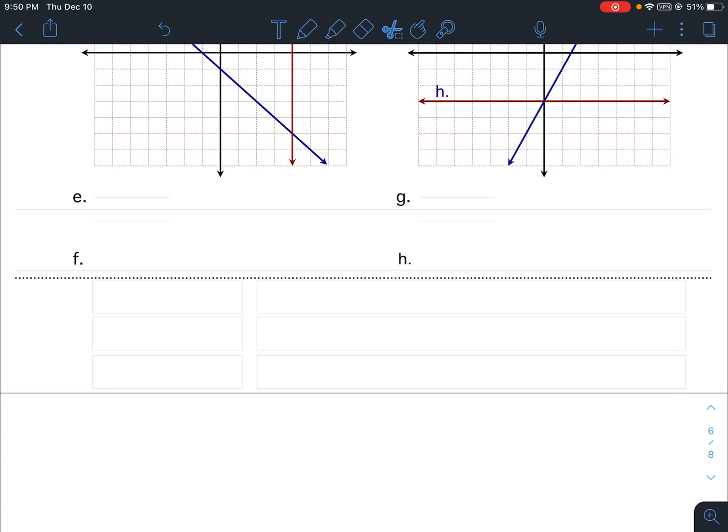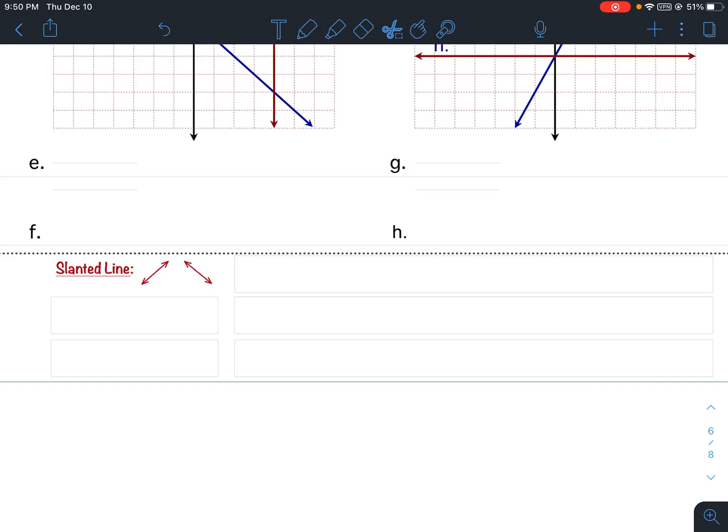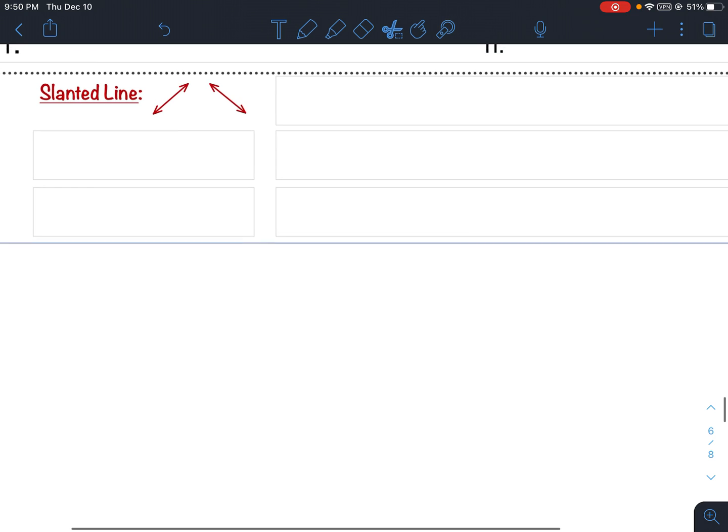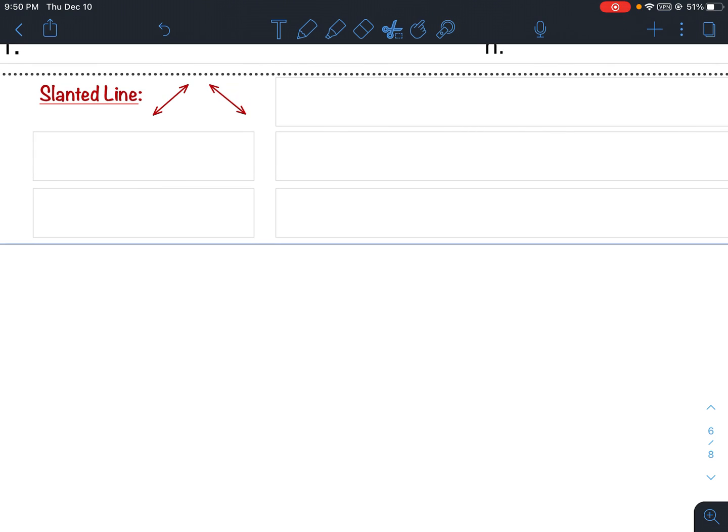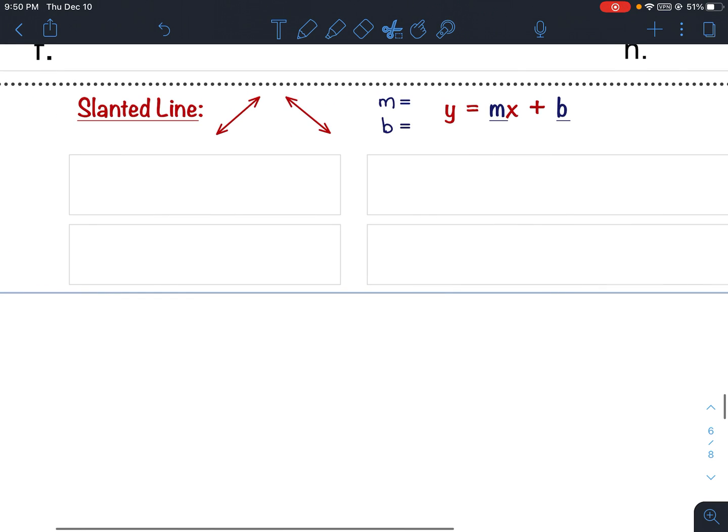The first type are slanted lines. Slanted lines are what we worked with in example 3. So the slope is either going upward left to right or downward left to right. For slanted lines, the first thing you need to do is find the slope and the y-intercept. In other words, find m and b. And once you find m and b, you can write your equation that looks like this. So in other words, it's the problems that we did in example 3. Pause your video and get all that written down.